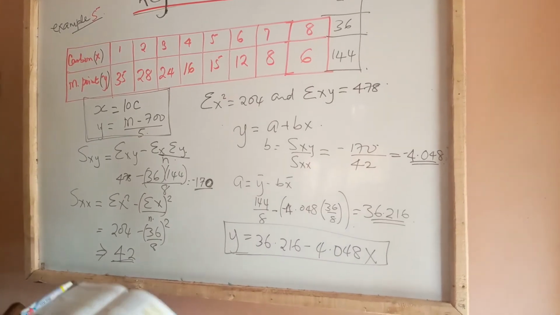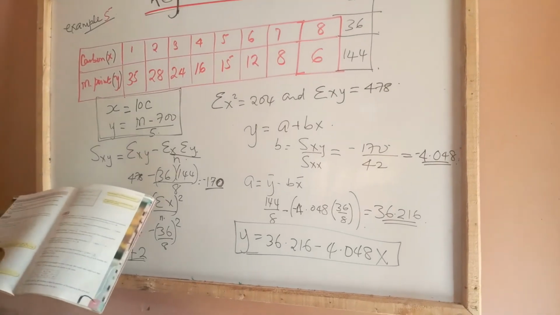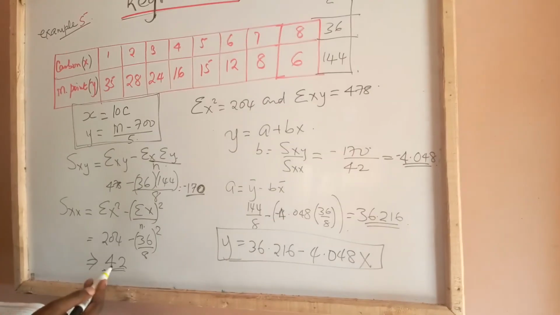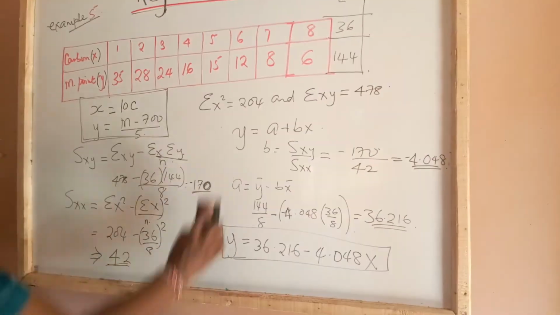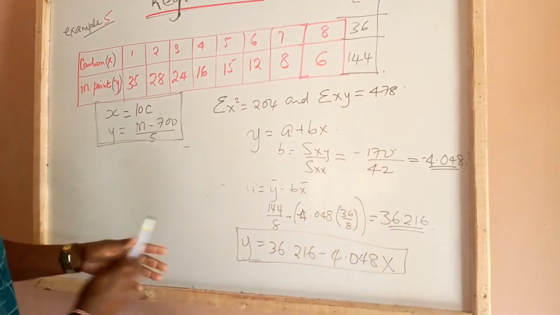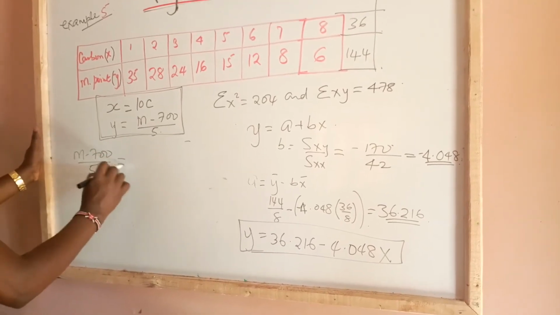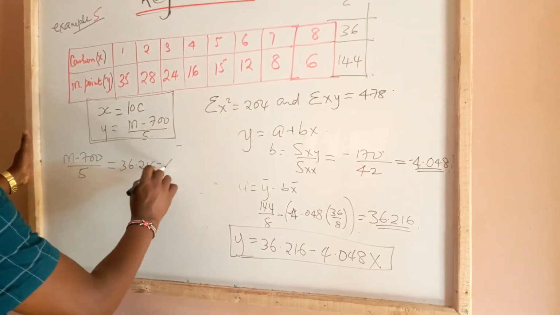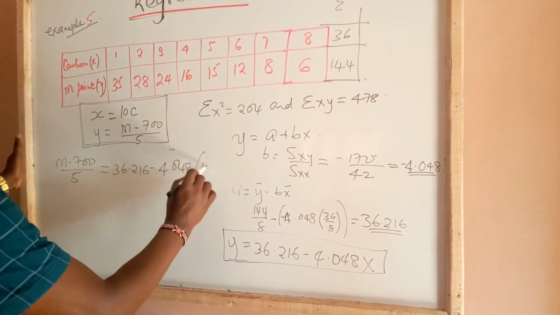So part C of the question is simply telling us to find the equation of the regression line of m on c. In other words, write m in terms of c. Let us see what happens. Y, which is now (m minus 700) over 5, is equal to 36.216 minus 4.048 multiplied by x, which is 10c.